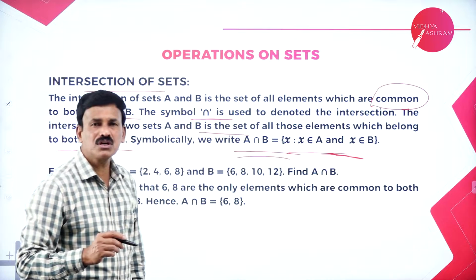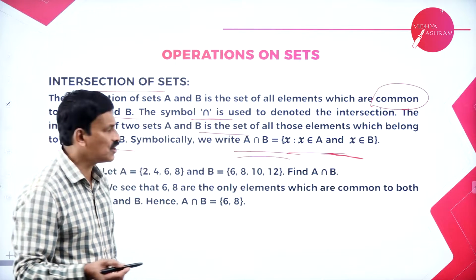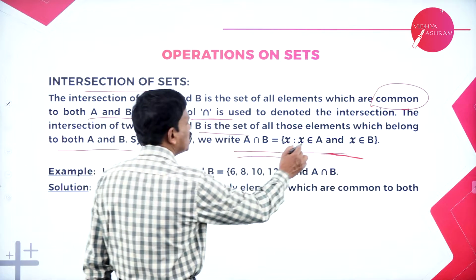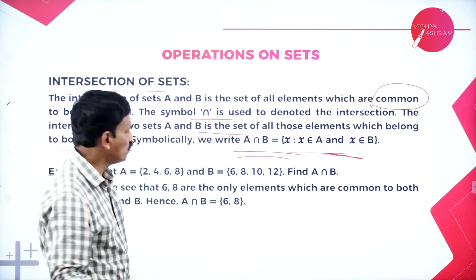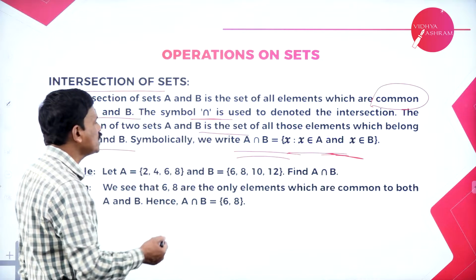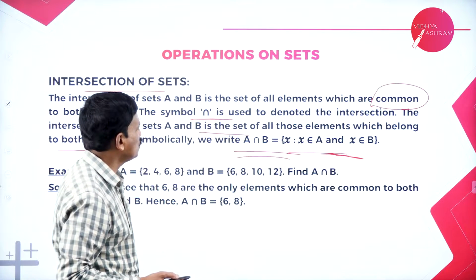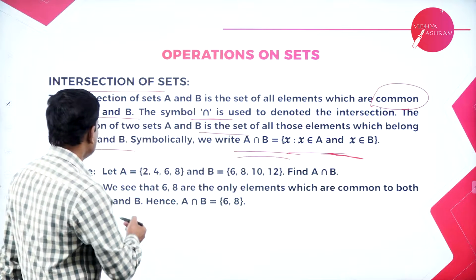The elements which are common to both A and B is nothing but the intersection of two sets, denoted as A intersection B is equal to {x such that x belongs to A and x belongs to B}. Now, let us consider an example. Let A = {2, 4, 6, 8} and B = {6, 8, 10, 12}. The intersection of these two sets is nothing but the common elements.